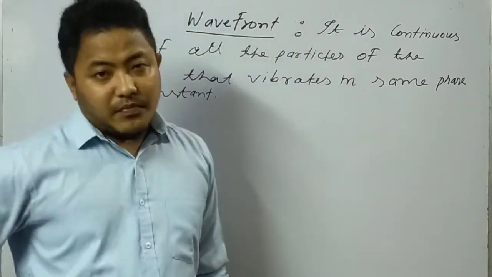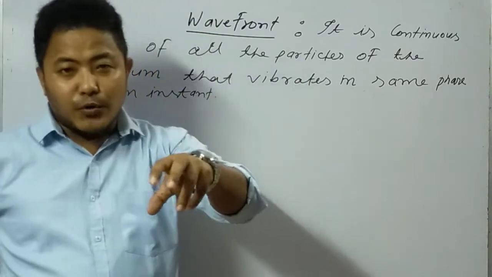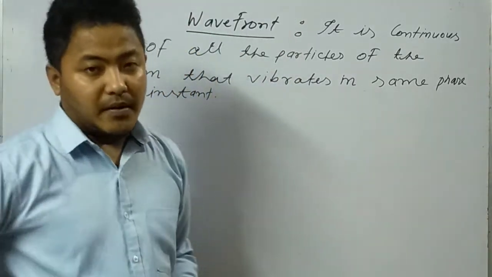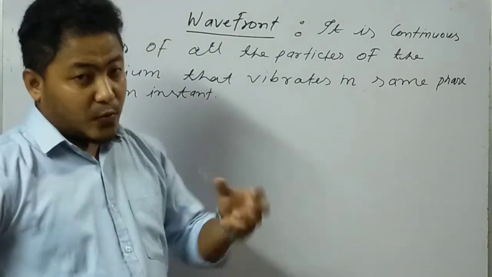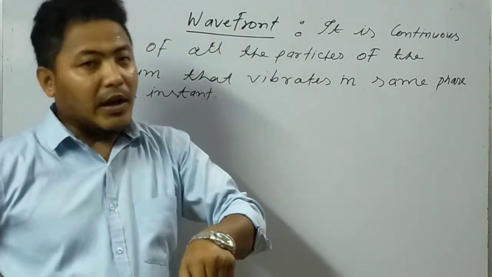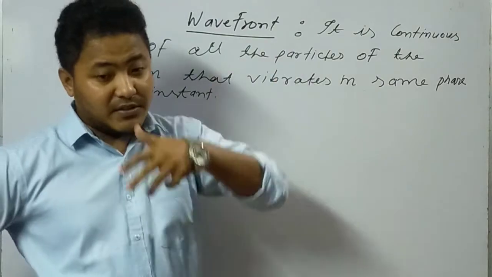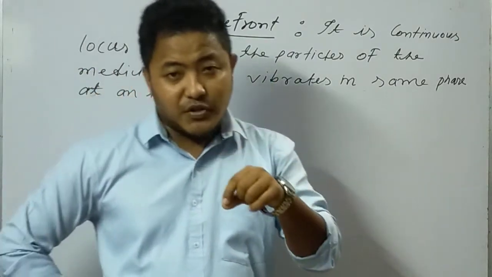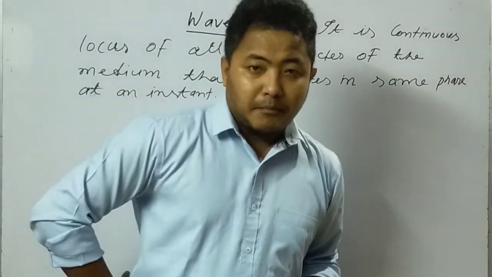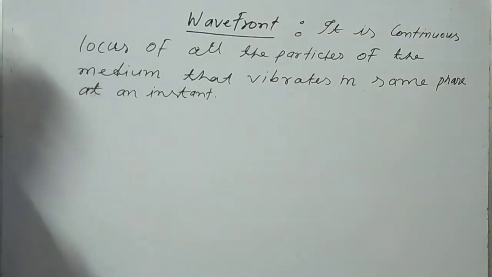That means locus of all the particles. In a system we know there are so many particles, a system contains millions of particles. When they form a locus, they will be vibrating in the same phase. That means the phase of vibration of these particles will be similar. If I go to make you understand with the help of a diagram, it will be like that.